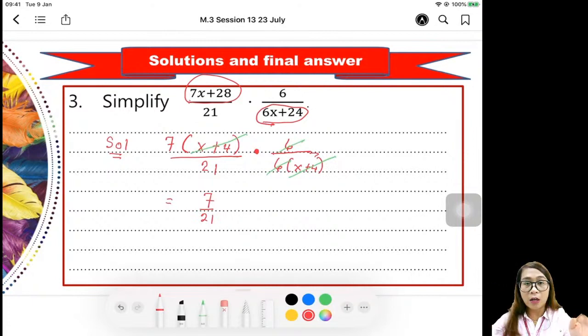It's not yet done, students. Not yet. You have to simplify. So 7 over 21 is equal to 1 over 3 because I asked you to simplify your answer. Really, you have to find the simplified form.